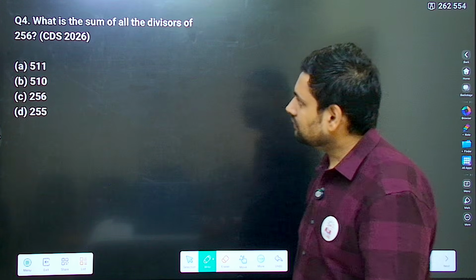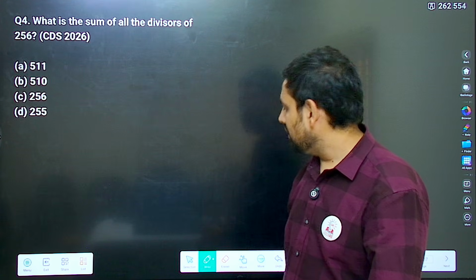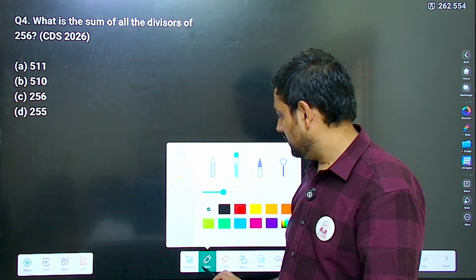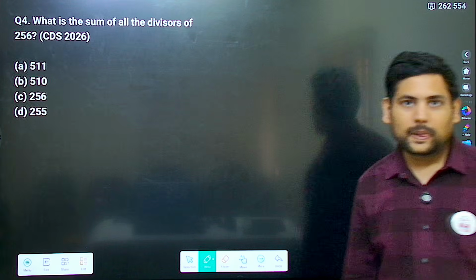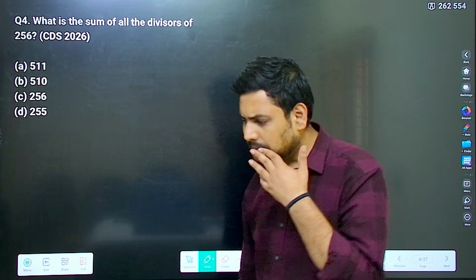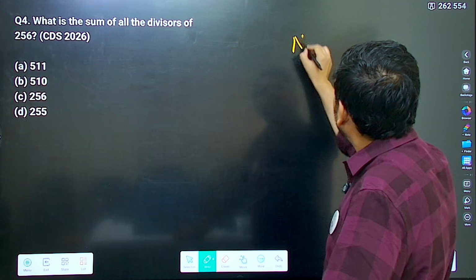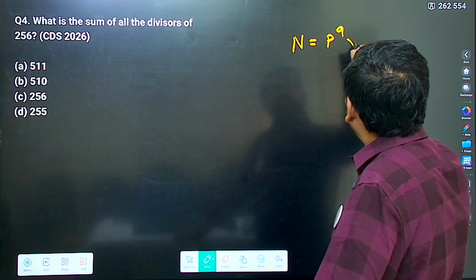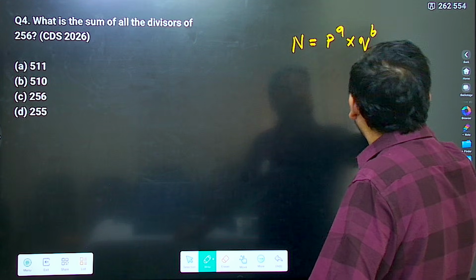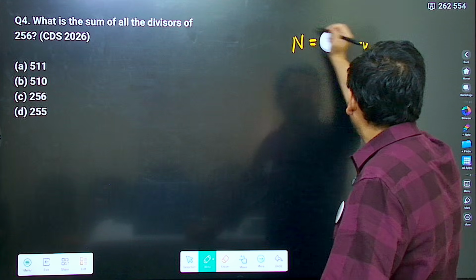Then, what is the sum of all divisors of 256? What is the sum? Now, there are formulas also by which you can get this. I can tell you the formula if you want. See how it works. For example, if n equals p power a into q power b. Okay, let's take a more realistic example.